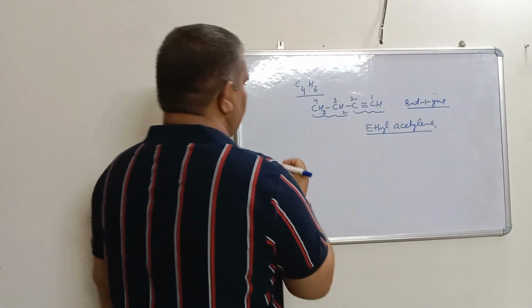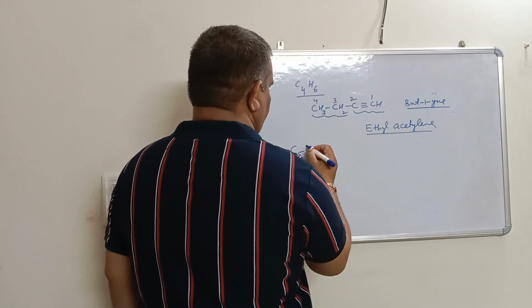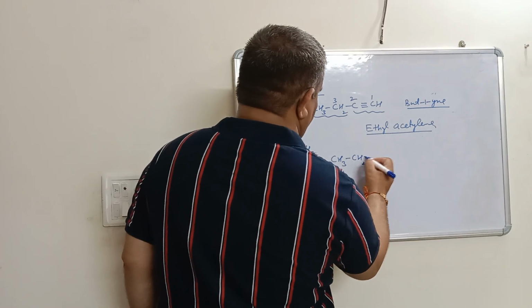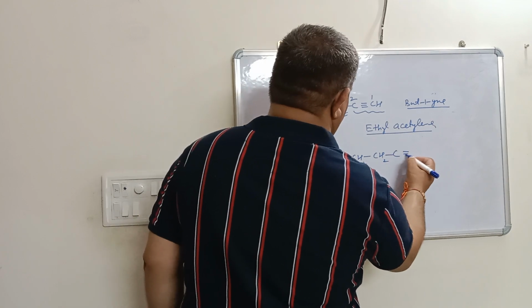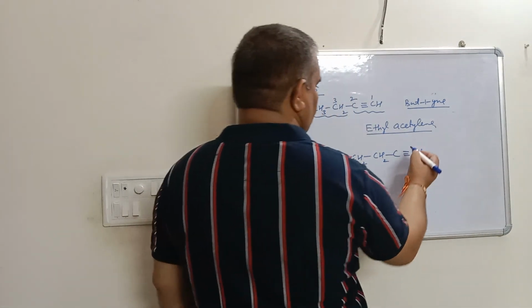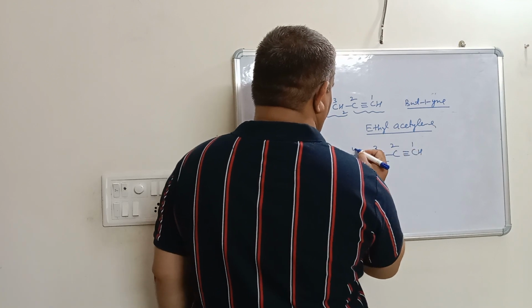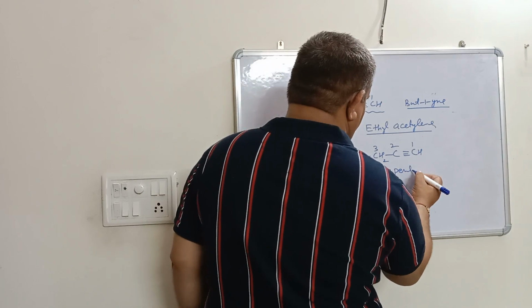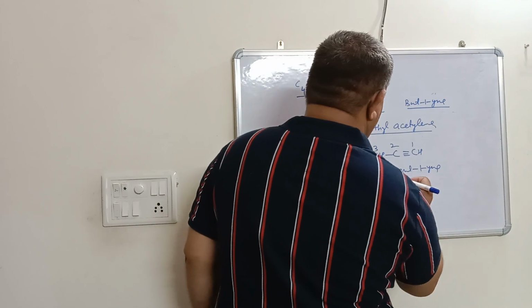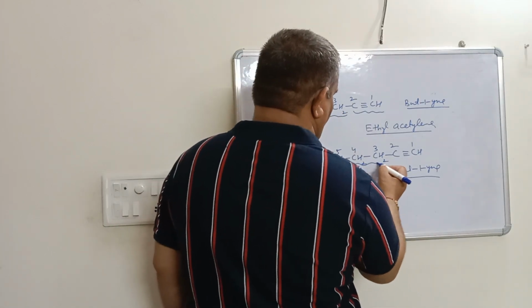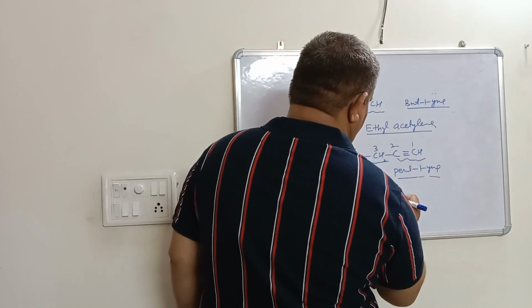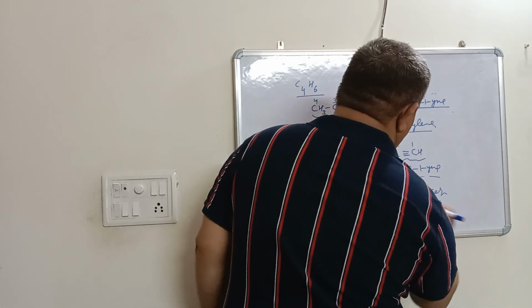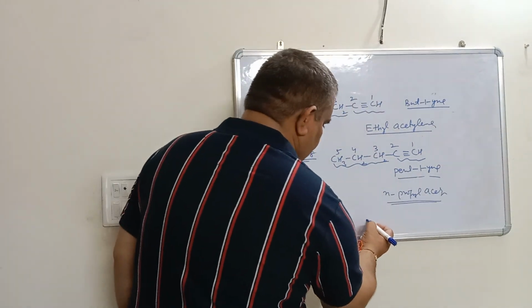And the next member is C5H8, this is CH3, CH2, CH2, carbon triple bond CH, and the IUPAC name is 1, 2, 3, 4, and 5, and pent is the word root, and 1-yne, and the common name is propyl acetylene, n-propyl acetylene. So these are many examples of the alkyne series.